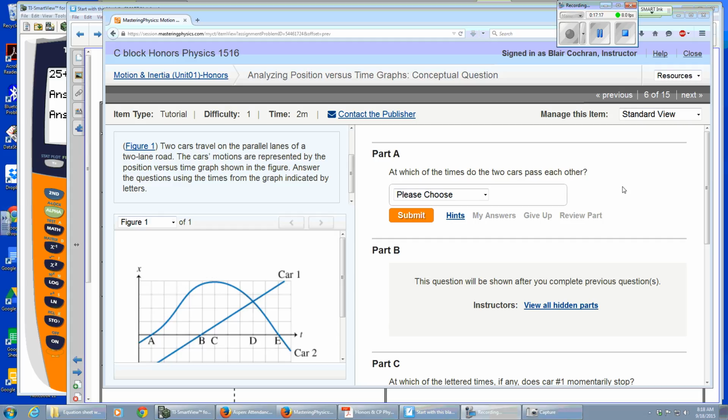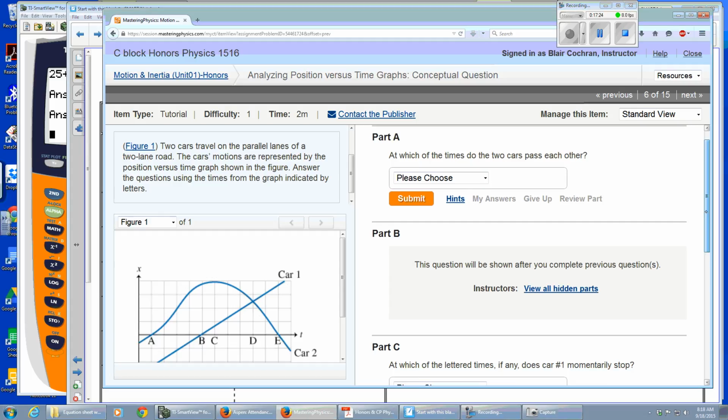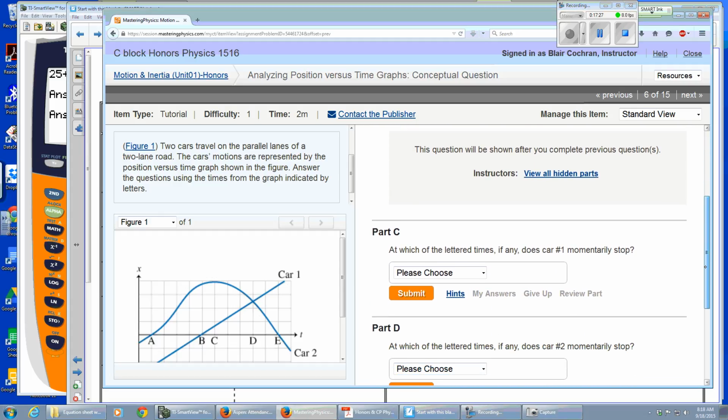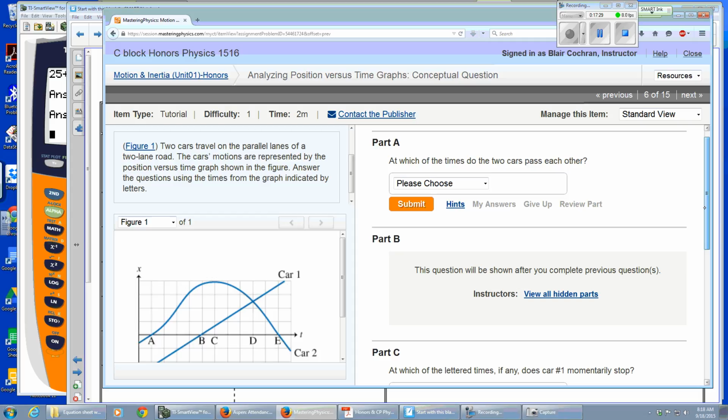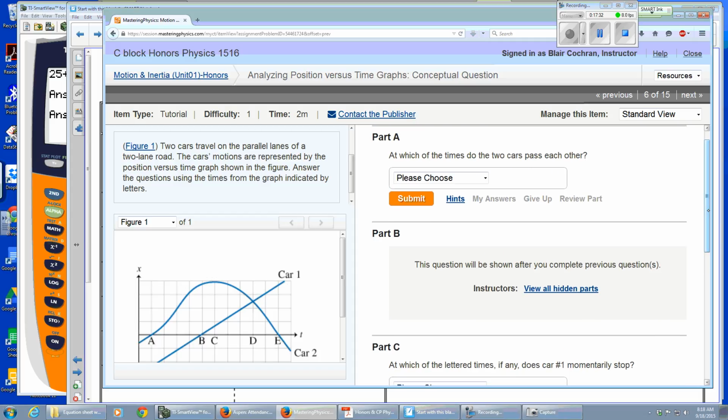So, at what time do the 2 cars pass each other? And then we'll see the other parts as we go. Okay. So, if we want to know when they pass each other, what am I looking for on the graph? What has to be true to pass each other? What does that mean physically is going on? Excellent. So that is where they intersect.